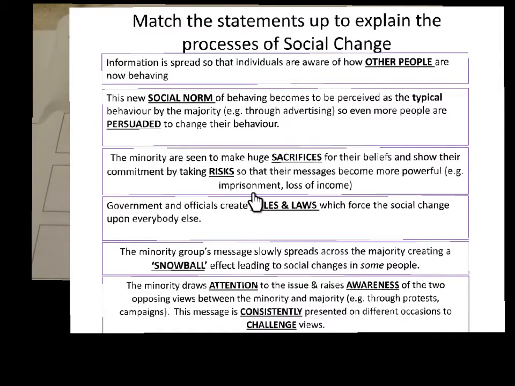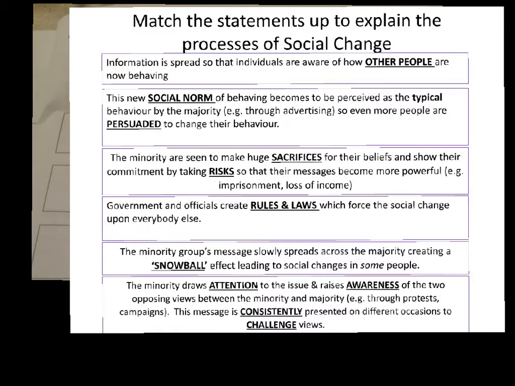Other examples that we've got here for sacrifices are imprisonment. So I don't know how many of you are familiar with Nelson Mandela, but that man went to prison for years and years for his cause. Eventually he was released and he became the leader of South Africa, but for a very long period of time, because of his views and because he wanted whites and blacks to be equal in South Africa, he was imprisoned. So we have got lots of sacrifices.